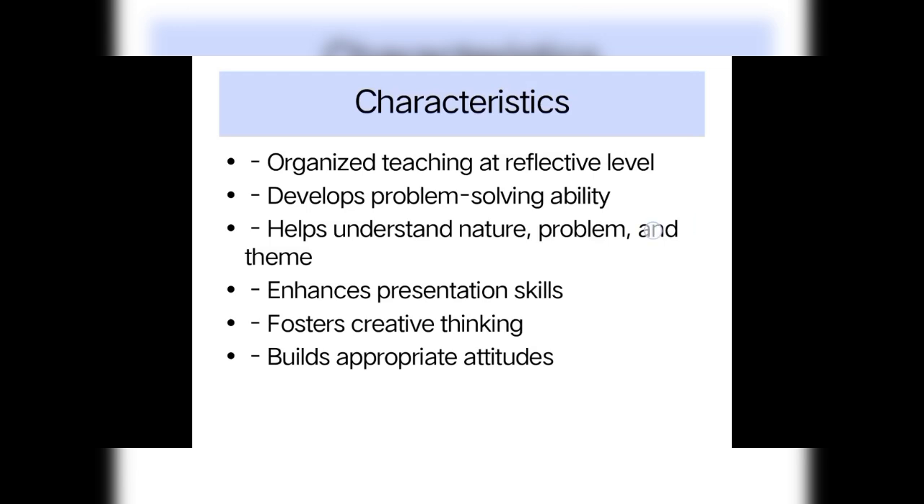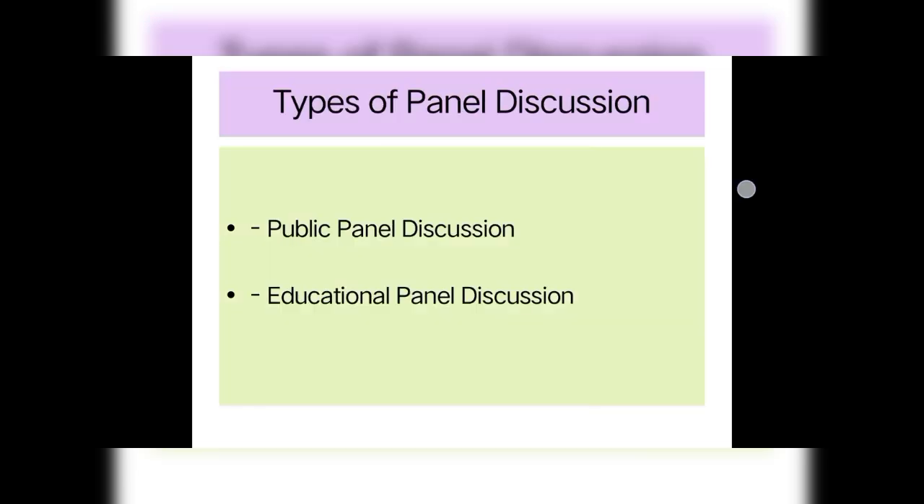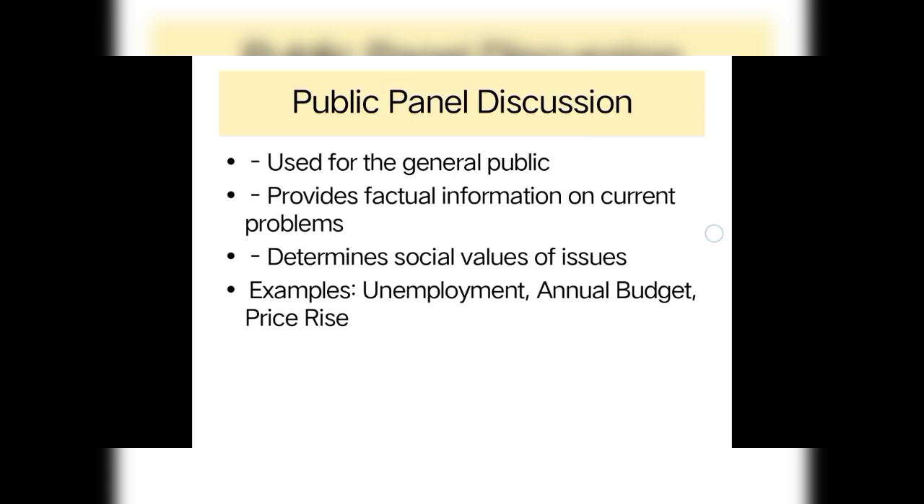Moving to the two types of panel discussion, that is, public panel discussion and educational panel discussion. So what do you mean by public panel discussion? From the name itself, public. The public panel discussion is for the general public. It focuses on current social issues, for example, unemployment and the annual budget. When there is an annual budget, there will be a panel discussion on the annual budget or unemployment, and it gives information on current problems faced by the people or public.